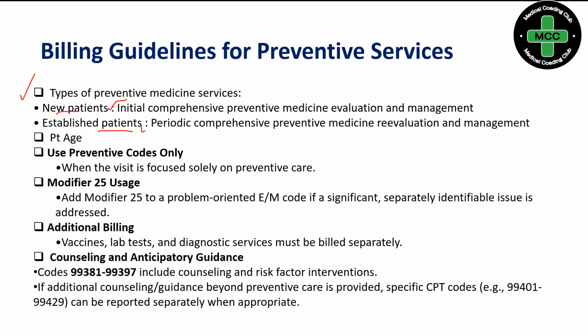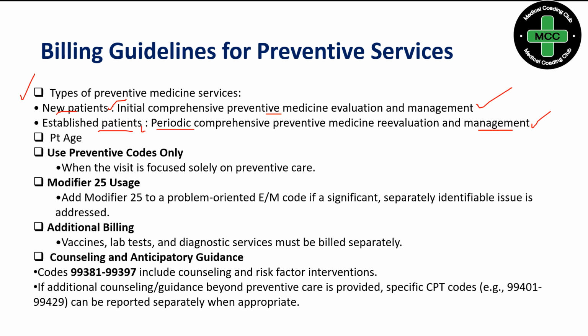New patient codes are called initial comprehensive preventive medicine evaluation and management, whereas established patient is considered periodic comprehensive preventive medicine re-evaluation and management. So this is the initial E and M service, whereas periodic comprehensive will be the follow-up. The patient has already taken the preventive service and is now being re-evaluated regularly, so we will be coding for an established patient.